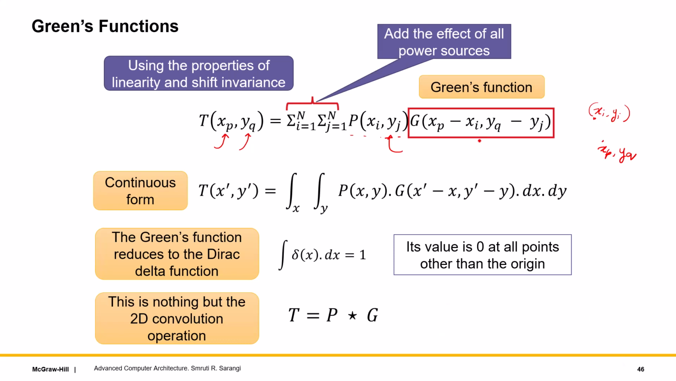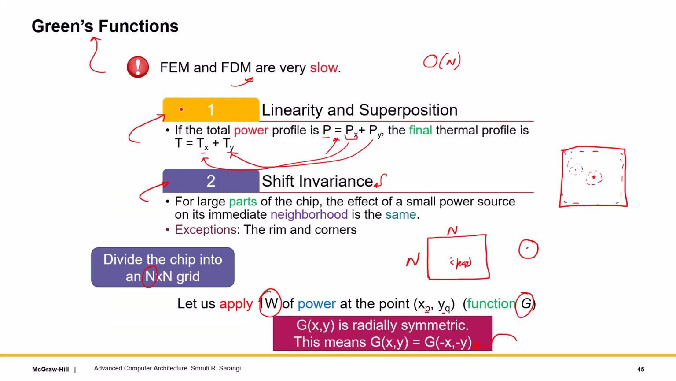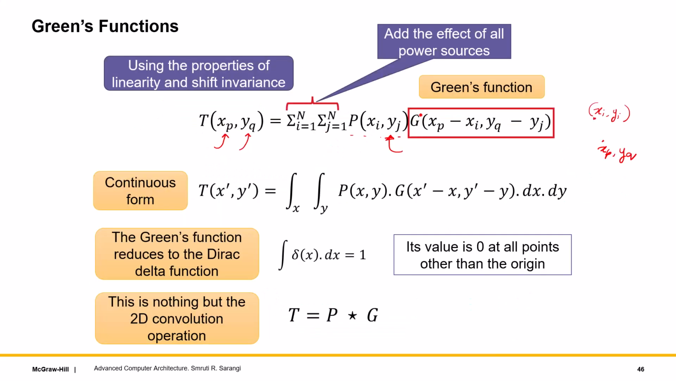So what we are basically saying is that you consider all the power sources on the chip. For each power source, you add its temperature effect on the point of interest. What makes you think that we can add? Well, the first property, linearity and superposition. What makes you think that a power source here and a power source here will have the same effect here? Shift invariance. So what we do is we compute the distance.